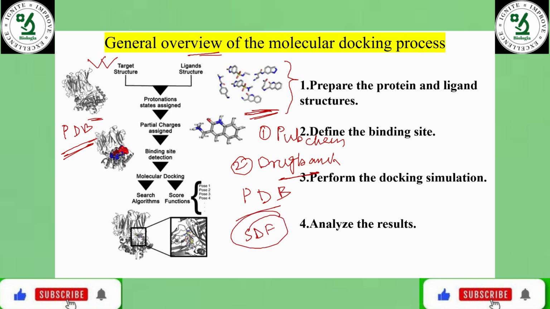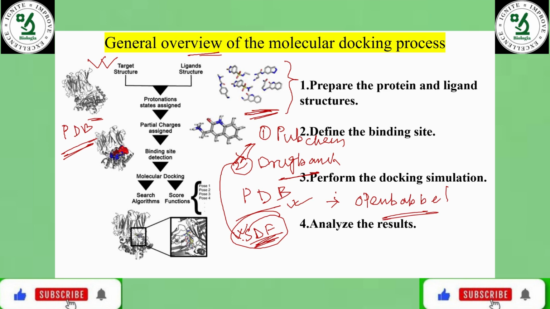Suppose we found the ligand structure in SDF format from PubChem. This structure is then transformed to PDB format via other tools. One of the most common tools used to change the format between molecules is Open Babel, a common and very useful tool.